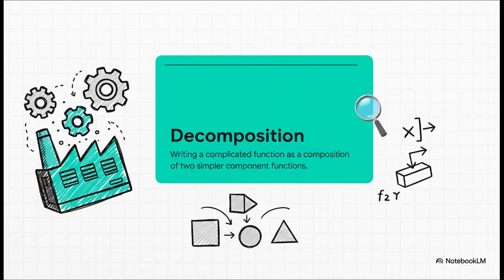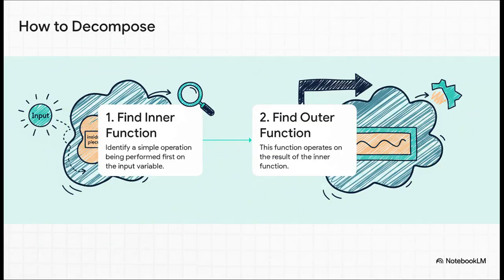It's literally like being a detective. You're looking at the final product that rolled off the assembly line and trying to figure out what the individual steps, the individual machines, were that created it. And let me tell you, this is a super useful skill to have, especially when you get to stuff like calculus. And the good news is, it's a pretty simple two-step process.